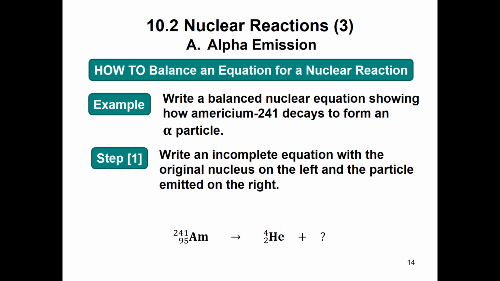Let's look at an example of americium-241. Americium-241 also decays to form an alpha particle. So I've got americium-241, and I can look on my periodic table and find that Am has 95 as an atomic number. It's going to emit an alpha particle, the 4/2 helium, and it's also going to produce some other nucleus. I'm losing some things from that americium, so what's on the product side is going to have less mass and a lower number than what I started with.